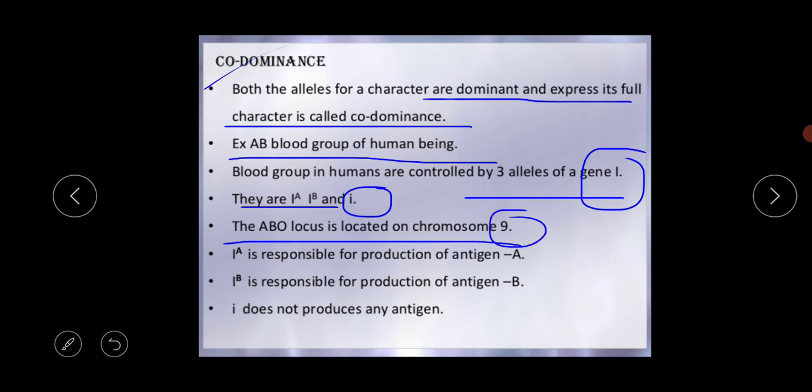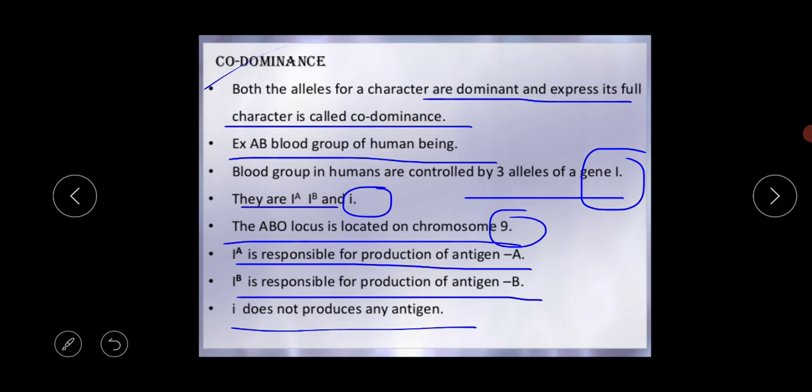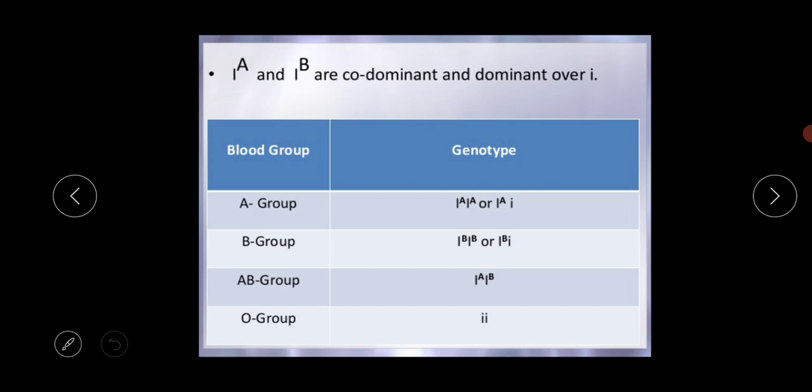I think all of you understood properly what the meaning of the locus is. The locus is the home of the gene, the location of the gene. We already discussed the locus in session 1. So this ABO gene, this I gene, is located on chromosome 9. IA is responsible for the production of antigen A, IB is responsible for the production of antigen B, and i does not produce any antigen. It means i does not produce any of the sugars. So this is codominance in the blood group.